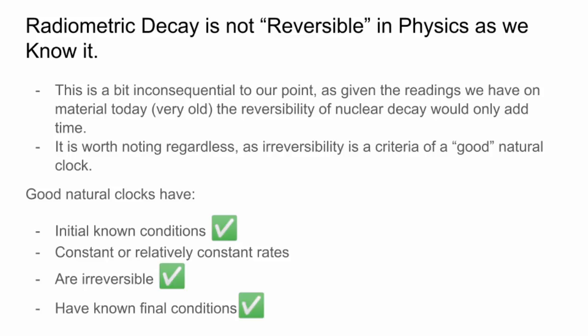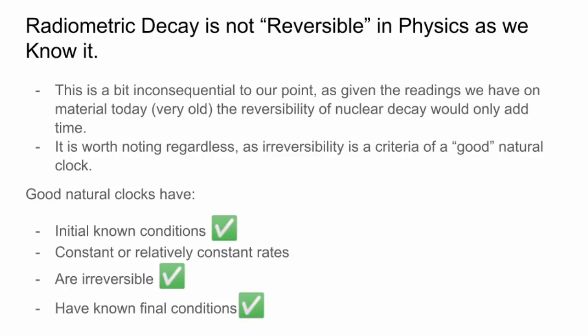So, okay, what about radiometric decay? Is it reversible? This is kind of inconsequential again to the young Earth creationism conversation, given the readings that we have today tend to be very old in radiometric dating, so reversibility would only add time to that. But it's worth noting regardless that irreversibility is a good criterion of a natural clock, and this is something radiometric decay fits. We don't know of any example, at least that I could find, and when I asked geologists and physics guys about this, no one could give me any example of radiometric decay going backwards, unless you were literally reversing time, which, I mean, everything is reversible if you can reverse time.